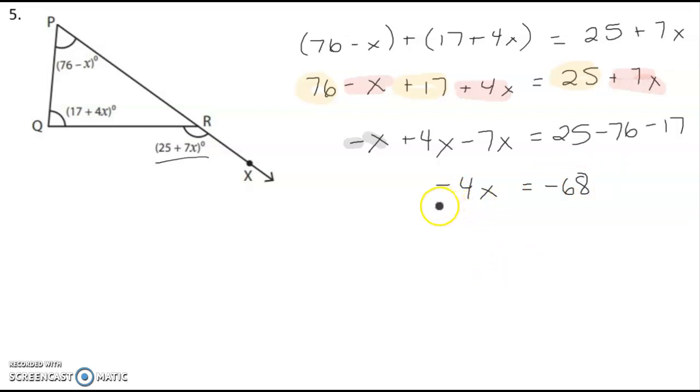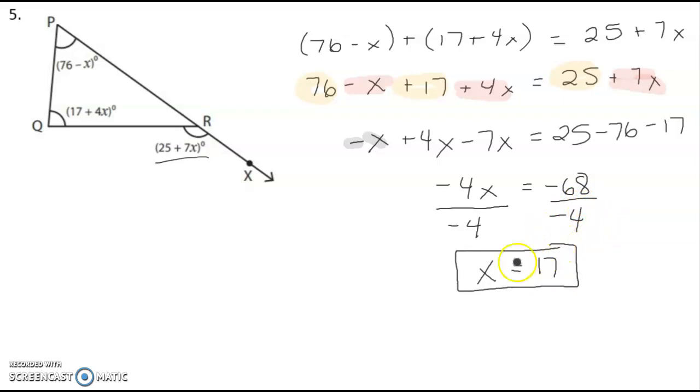Okay, so now because I have a negative 4 in front, I need to divide by negative 4. You do it on one side, you do it to the other side. Negative 4 divided by negative 4 gives me positive 1. Negative 68 divided by negative 4 gives me 17. Okay, so step 1, we know that x is 17. So now I can figure out all these angles. Let's start with angle P. Angle P equals 76 minus x, which means 76 minus 17 gives me 59 degrees.